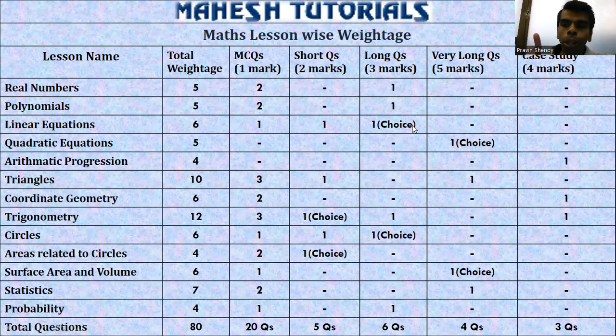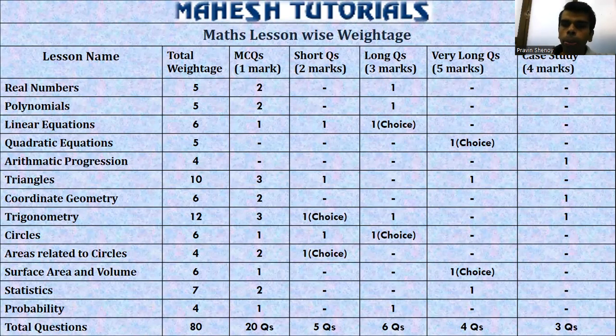That 3-mark question from linear equation will have an internal choice. You will have 2 questions out of which you need to choose any one. But both the questions will be of linear equation. Going ahead towards the next chapter, quadratic equation, the weightage is 5 marks. And for this 5 marks, you will have only one 5-mark question with an internal choice between quadratic versus quadratic. So you need to choose any one in this particular chapter.